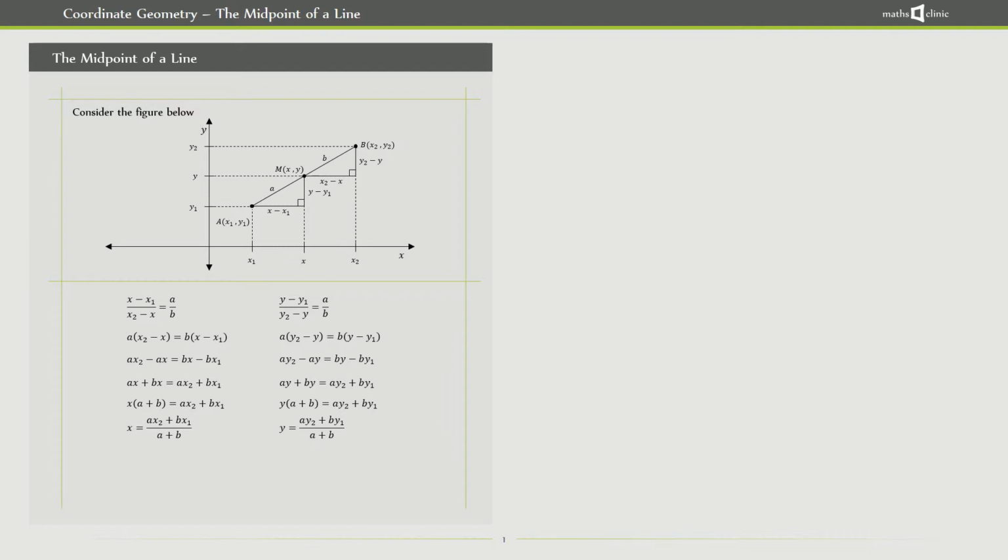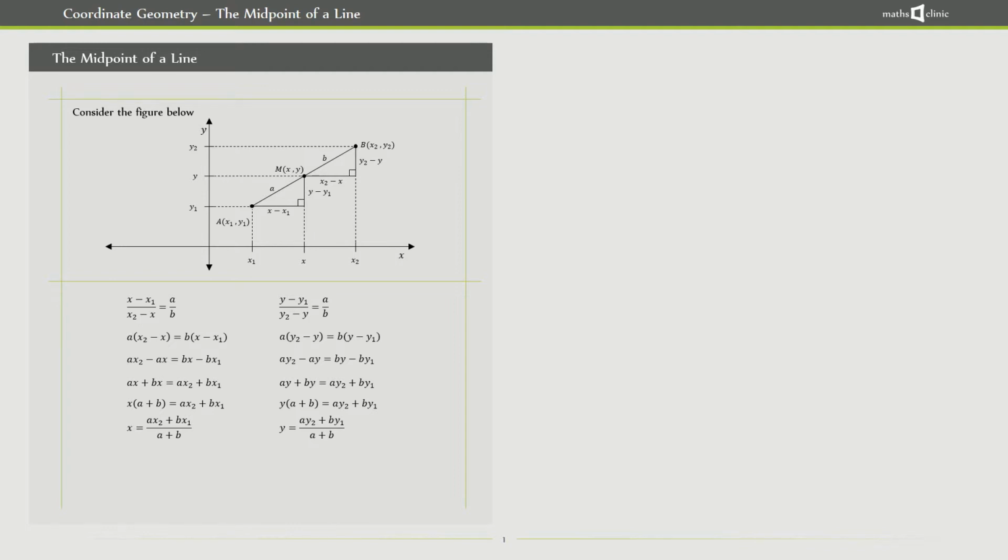Now if you're given a line between the points A (x1, y1) and B (x2, y2), and you're told to share this line in the given ratio a to b, let's say the ratio 1:4, i.e. a would be 1 and b would be 4, and you would be given values for x1, y1, x2 and y2. You can apply this formula to solve that.